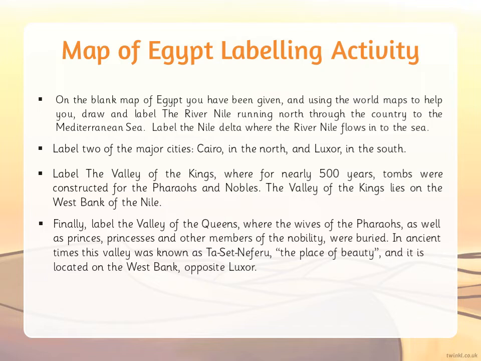And then finally, your last one to label is the Valley of the Queens, and this is where all the wives were. So they weren't buried with their husbands, they were buried on the other side of the river. It's also nicknamed the Place of Beauty. Have a little think, why do you think it was nicknamed the Place of Beauty? Write that down for me. And it is located on the west bank opposite Luxor. So you're going to have to write down Luxor first and look directly opposite.